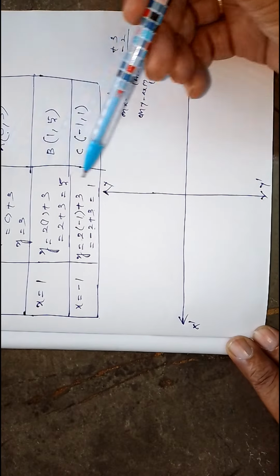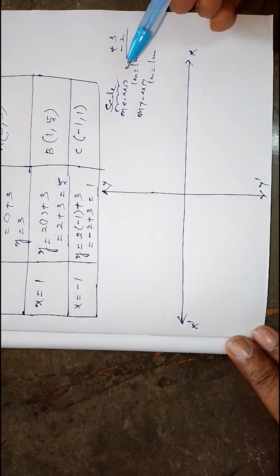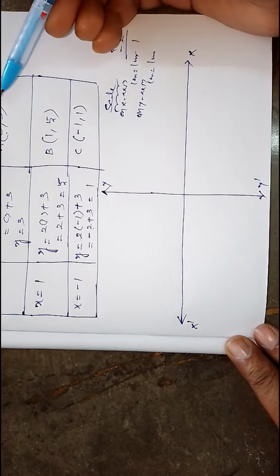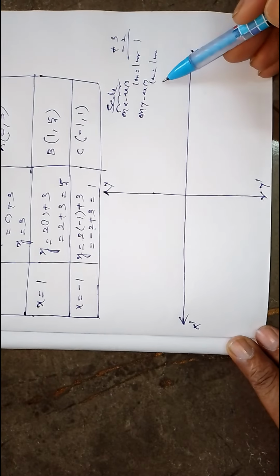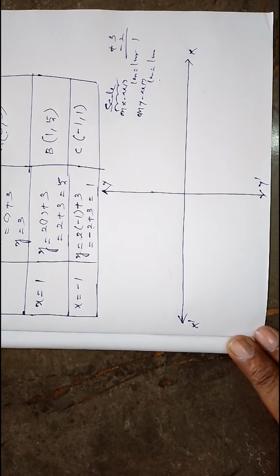When you get any double digits, you have to adjust the scale. For example, if you get double digits on the y-axis, we have to take 1 centimeter as 5 units, 10 units, like that. Okay, right.